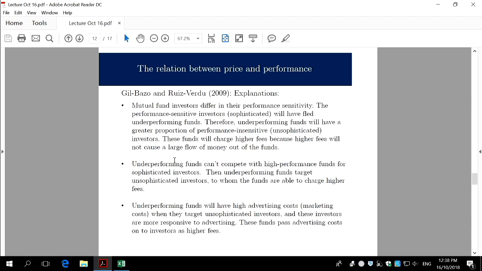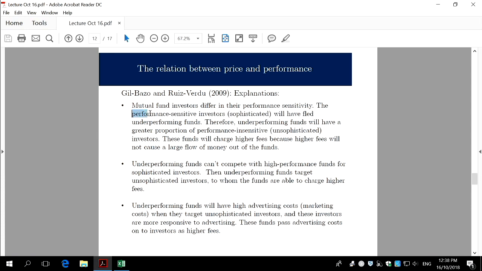The author also provides some possible explanations. There are 3 points. The first point is that mutual fund investors differ in their performance sensitivity. I'm going to explain what performance sensitivity means. Some investors are performance sensitive. They are sophisticated. Those investors will flee underperforming funds.